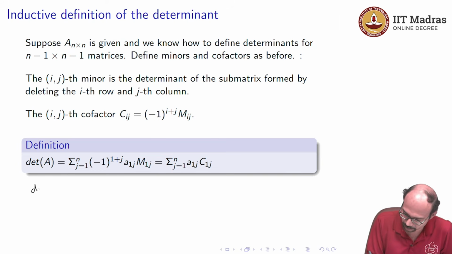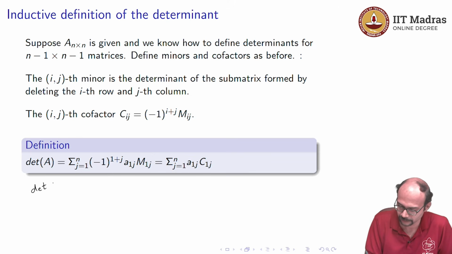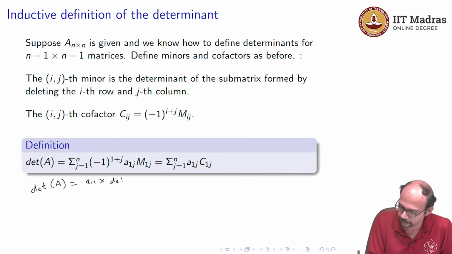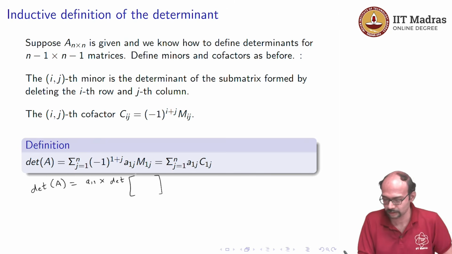Okay, so let us write down this expression. Let me write down the first term. Suppose I have an n by n matrix. So the determinant of A is a 1 1 times the determinant of whatever you get by deleting the first row and the first column.